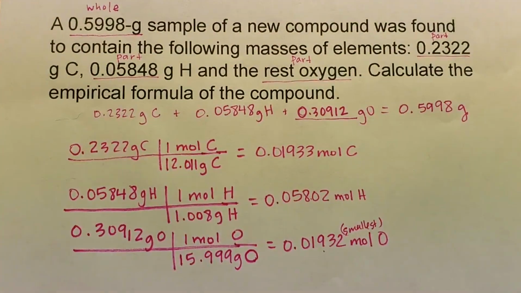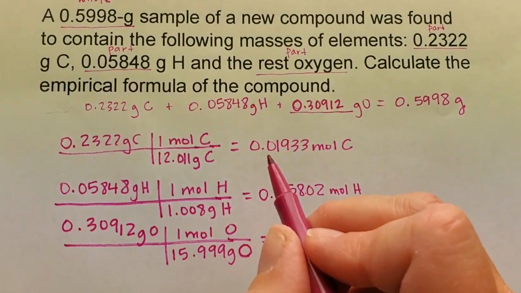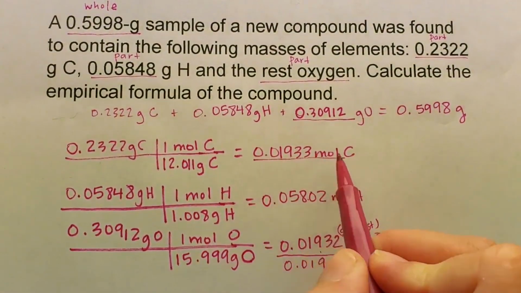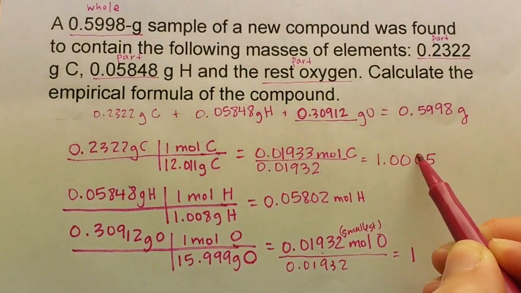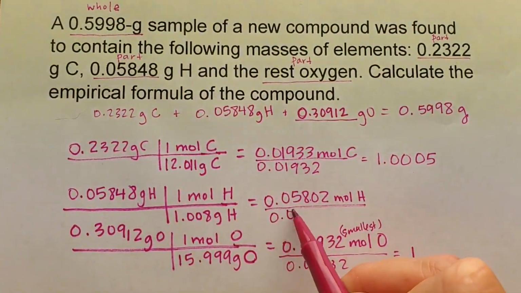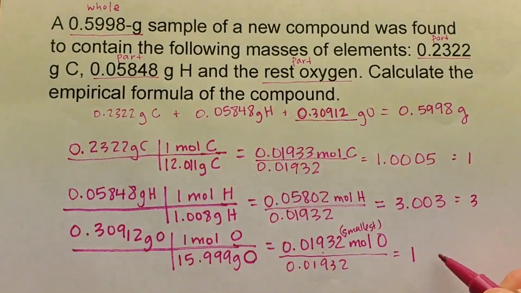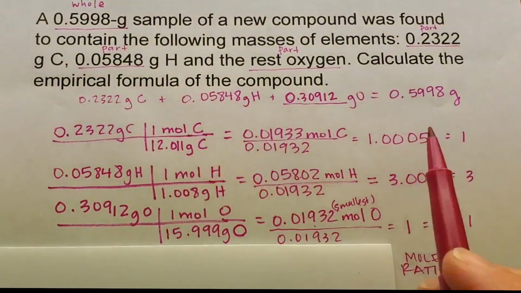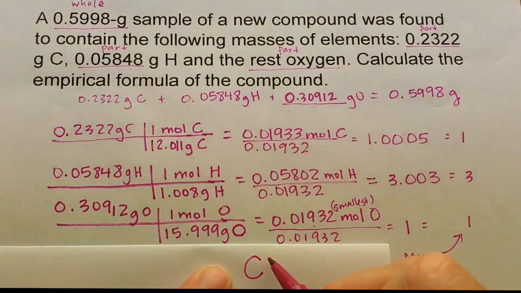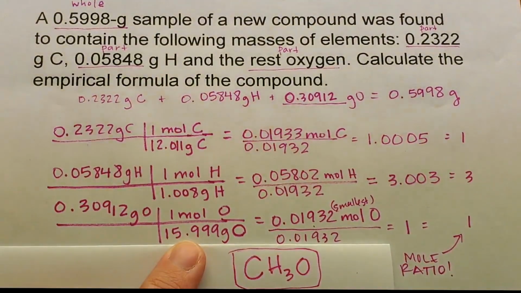Okay, now we look at each of our numbers of moles and determine which one's the smallest, which is that bottom one. So we are going to divide each of the numbers of moles by that number and type them into the calculator. The bottom one and the top one here are going to come out to be 1. And when we divide the middle one by the same number, we end up with something that's very close to 3. This gives us a mole ratio of 1 carbon to 3 hydrogens to 1 oxygen, and therefore an empirical formula of CH3O.